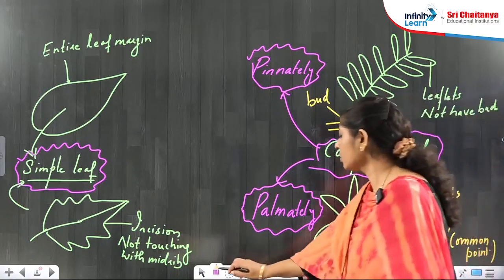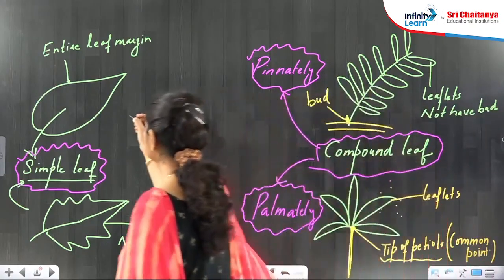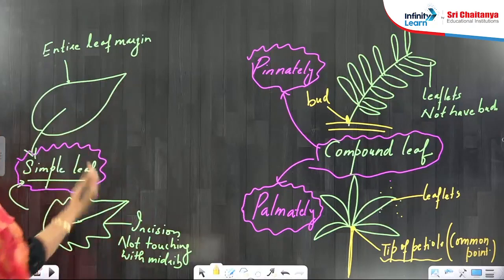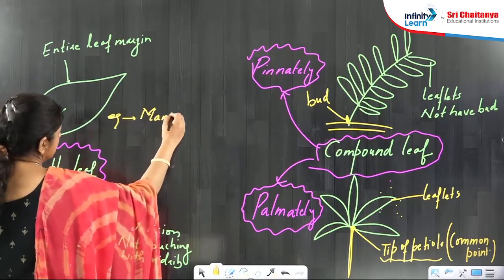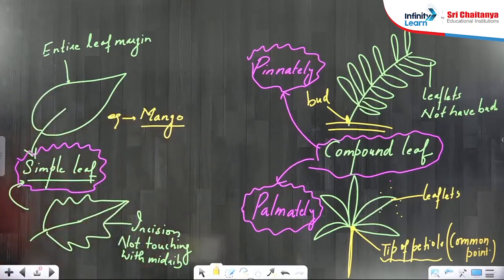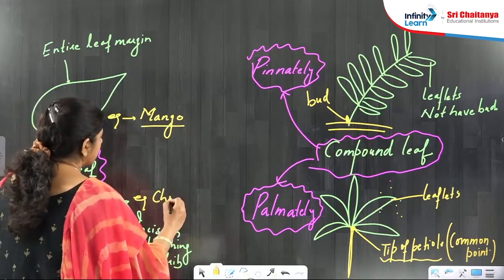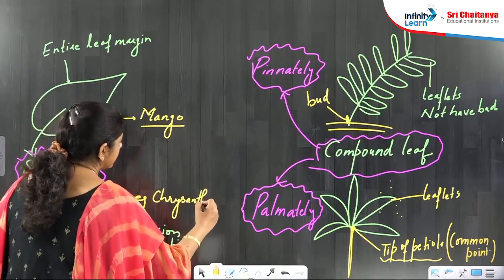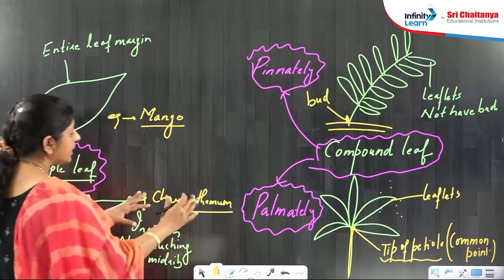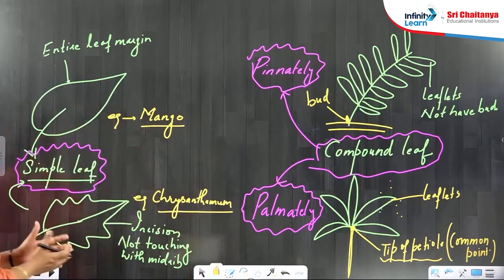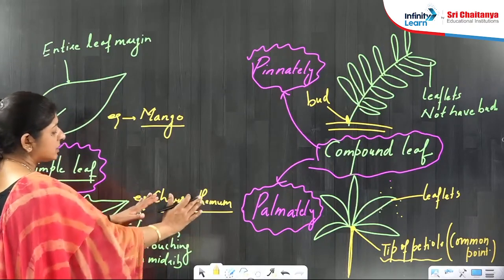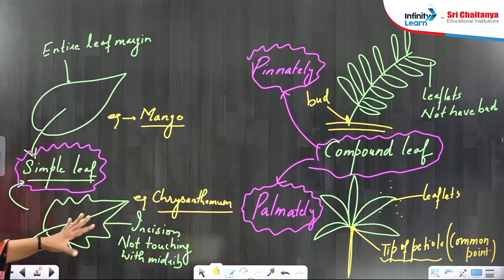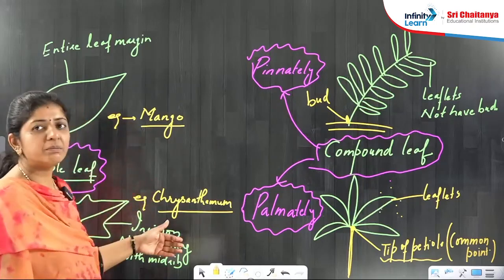Now let's talk about examples. For simple leaf, like the entire leaf we have shown, this example can go with the mango. And such small incisions, when you find them like this, chrysanthemum. This example is not given in your NCERT. Just to complete all the examples I have written it there. If you are feeling burdened, you can leave this example, no need to learn, but just to mention it to you I have written the example.